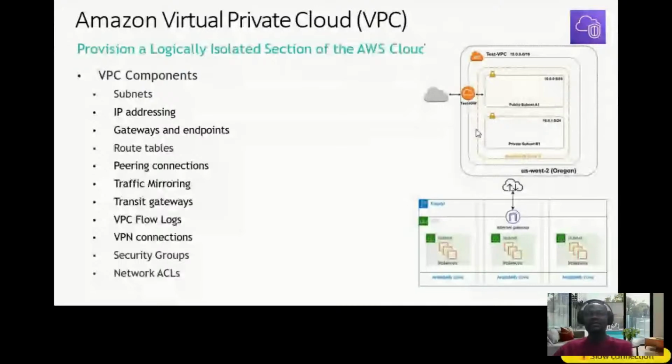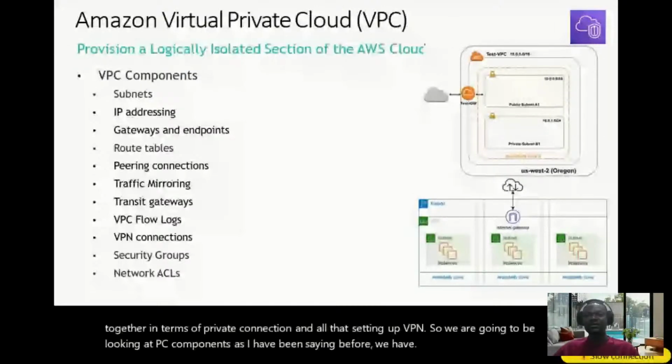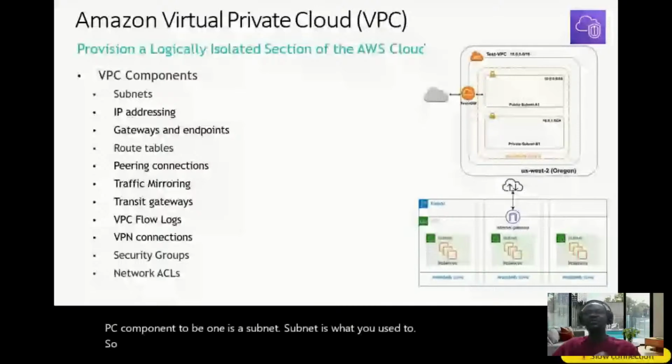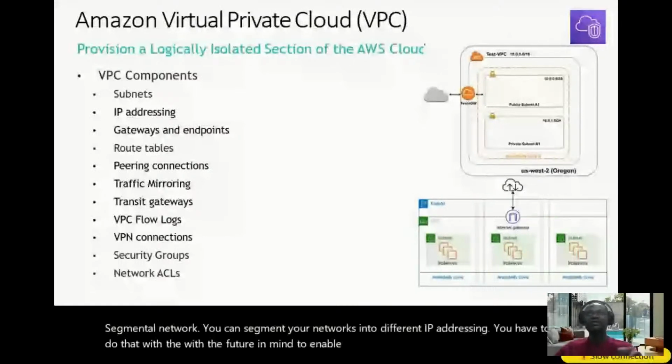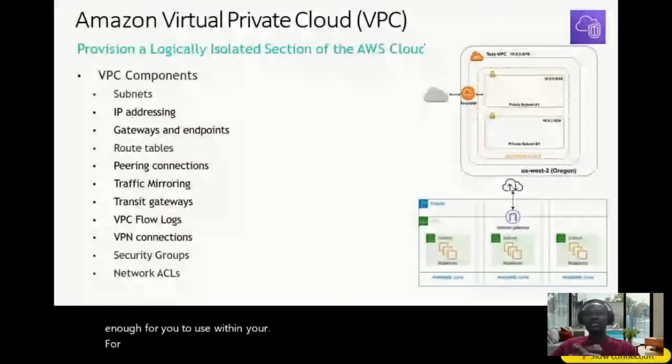As I have been saying before, we have VPC components. One is the subnet. Subnet is what you use to segment your network into different IP addressing. You have to do that with the future in mind, to enable you to have a range of IP addresses that is enough for your resources within your VPC. So a subnet must reside within an availability zone.